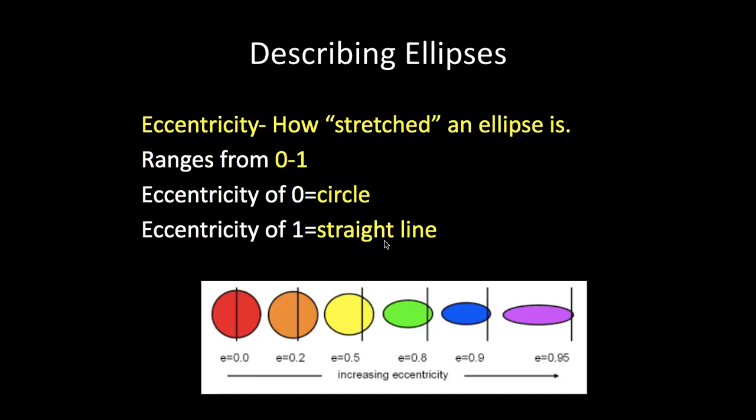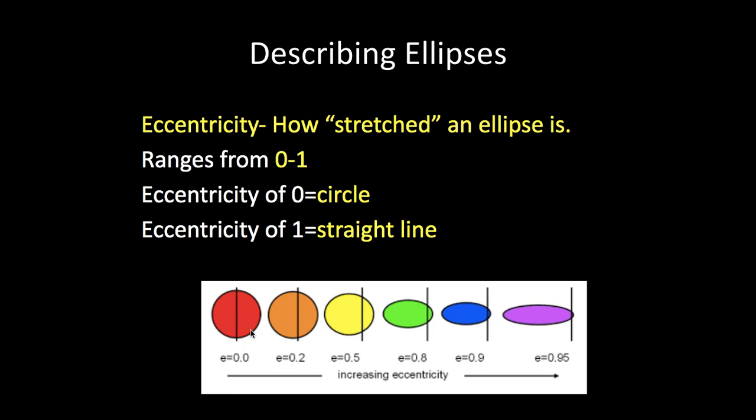All right? I want you to be able to describe an ellipse. When we describe an elliptical orbit, we have something called eccentricity. And I describe that as how stretched out an ellipse is. How ovally is it? Eccentricity is a number. It does not have a unit, from 0 to 1. If you have an eccentricity of 0, it is a perfect circle. It is not stretched at all. If it is an eccentricity of 1, it is a straight line. It is nowhere near a circle.